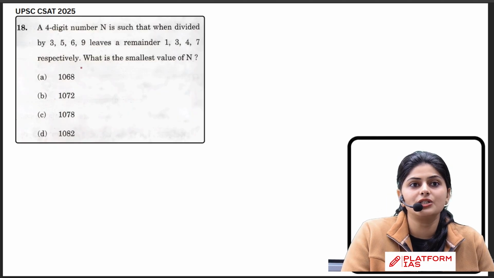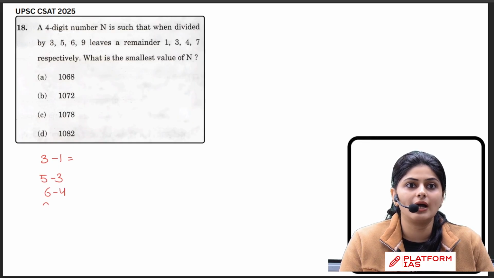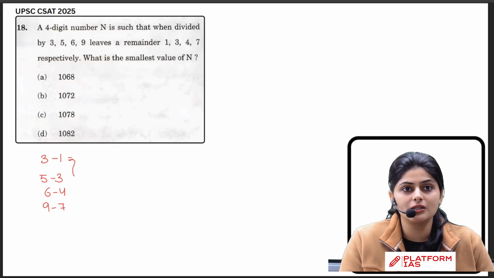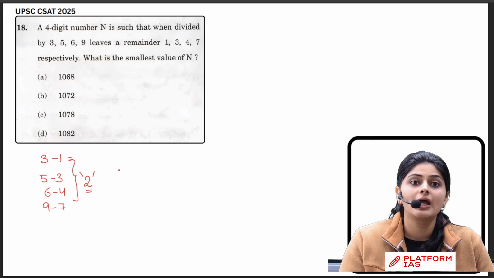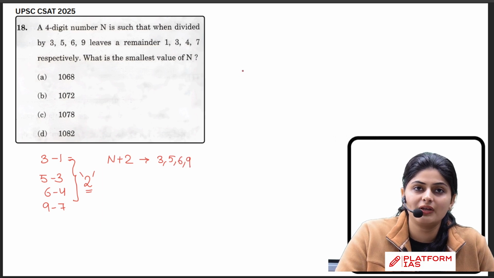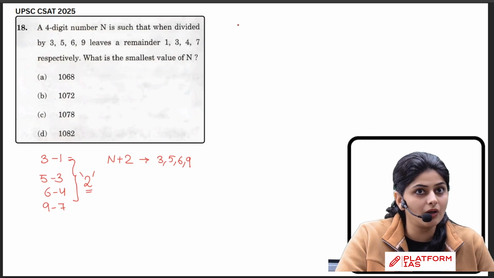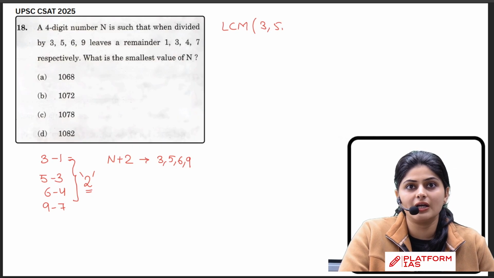Now the first thing that you can see is the difference between 3 minus 1, 5 minus 3, 6 minus 4 and 9 minus 7. The difference in all of these is 2. So the common difference is 2. That means n plus 2 will be divisible by 3, 5, 6 and 9. When a number is divisible by 3, 5, 6 and 9, it is a multiple of them. So the least common multiple of 3, 5, 6 and 9 is 90.